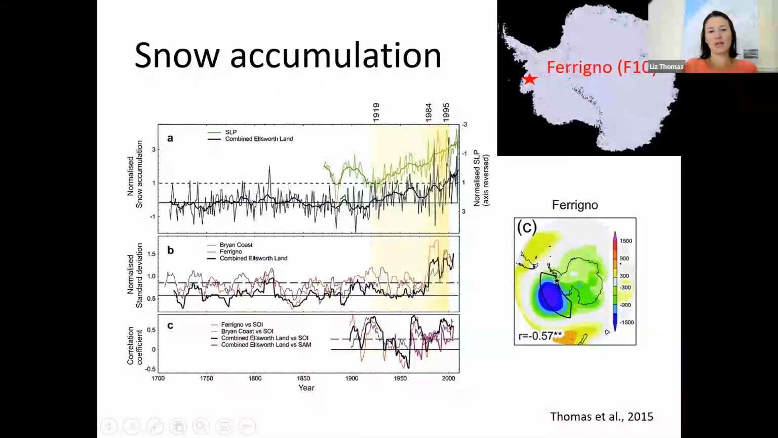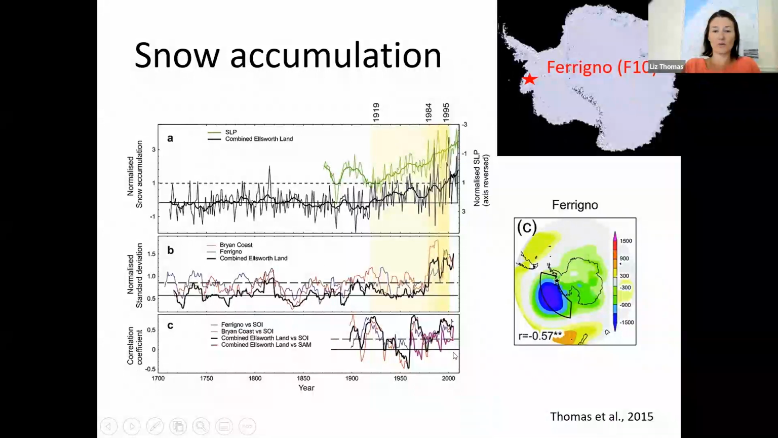And so again, showing you the normalized snow accumulation record here in black, and comparing it, this is the sea level pressure. So this is what we would be looking at, the sea level pressure changes. We can see they're related quite nicely. But then if we look just at the bottom plot, if we start to do some correlations, and these are running decadal correlations with these climate indices.